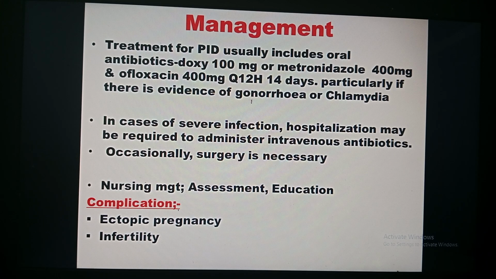So to avoid this complication as well as damage to the organs, if there are any symptoms, without neglecting, the lady has to immediately approach the obstetric and gynecology doctor.